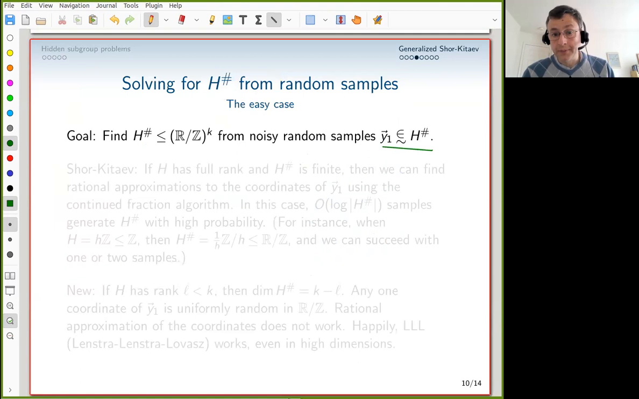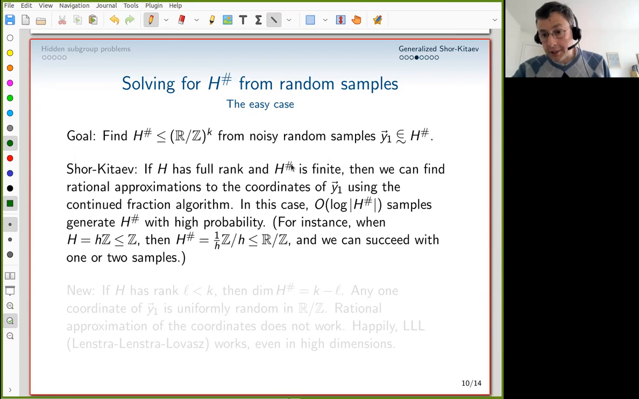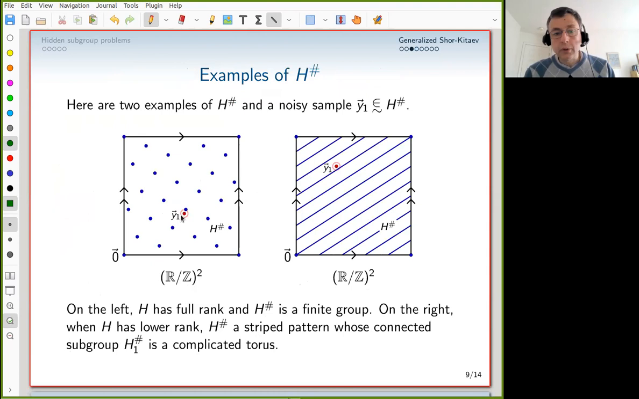So did Kitaev. He more or less spelled it out explicitly. If H has full rank and H sharp is finite, then what you do is you just make sure to make big Q in particular big enough that there's not very much noise, so that Y1 is as close as it needs to be to this element of H sharp. There may be exponentially many of them, but you can swamp that problem with a much bigger exponential for the scale of the algorithm, Q and S, because you only need a logarithmic number of qubits for this to work.